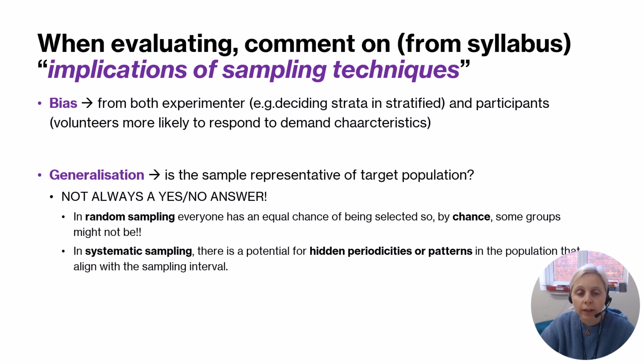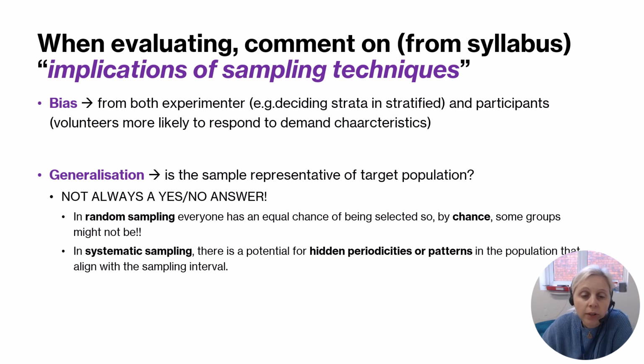When you're evaluating samples, again, the syllabus says implications of sampling techniques including bias and generalization. So bias can happen from the experimenter's point of view. For example, deciding the groups. Why are you choosing to stratify by gender and not by ethnicity or age, for example? And it can also happen on behalf of the participants, for example, volunteer samples being extra keen on pleasing and therefore being more vulnerable to demand characteristics.